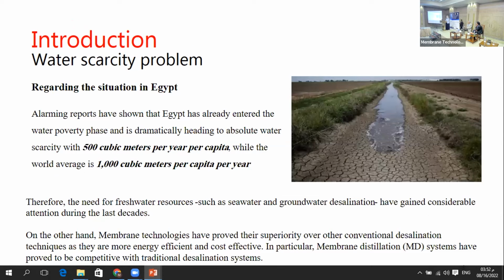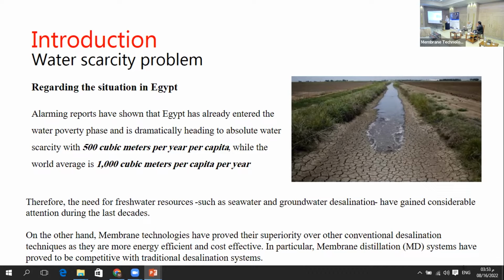Regarding the situation in Egypt, alarming reports have shown that Egypt has already entered the water poverty phase and is dramatically heading to absolute water scarcity, with 500 cubic meters per year per capita, while the world average is 1,000 cubic meters per year per capita.